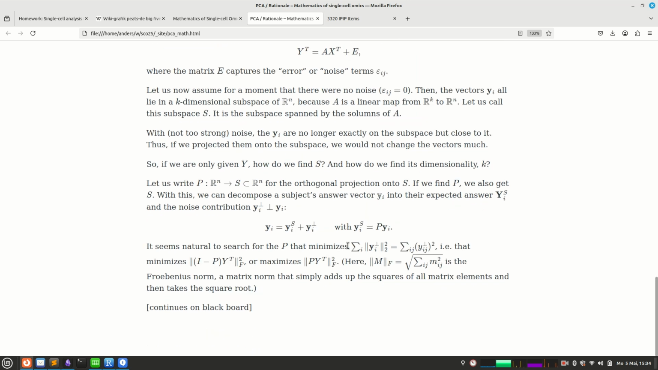So, continues on blackboard. Exactly. Now this is the point. Now I want to show you how we get the optimal projection operator P, or the optimal subspace S, in order to maximize this thing. Last year I wrote this on the blackboard and made a picture. Now I'll write it on the blackboard again, because I didn't find time to take it yesterday.